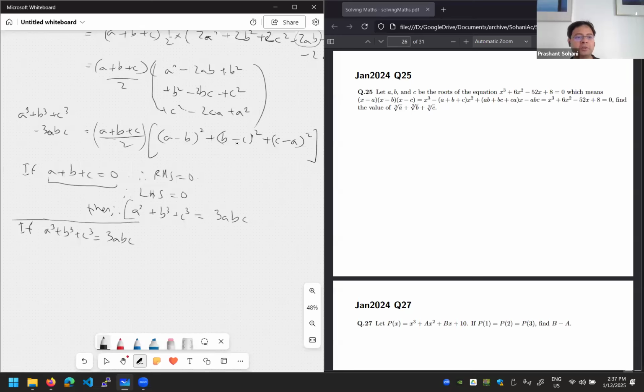Okay. If three numbers satisfy this, then in the above identity, if I call this star, the LHS is 0, so therefore the RHS is also 0. If the RHS is 0 and it is the product of two brackets, what will happen? Either the first bracket is 0 or the second bracket is 0.